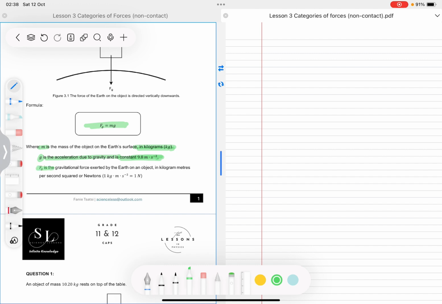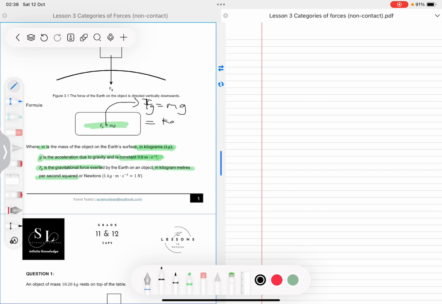Then the Fg, of course, stands for the gravitational force that the earth exerts on the object, and it is measured in kilogram meter per second squared. Now let's talk a bit about this. If you look at this formula and you substitute. Okay, let me write this formula in full so that we don't get confused. So here we have Fg = mg, the mass times the acceleration.